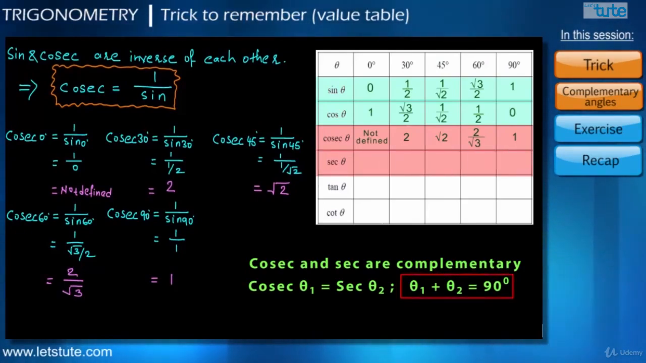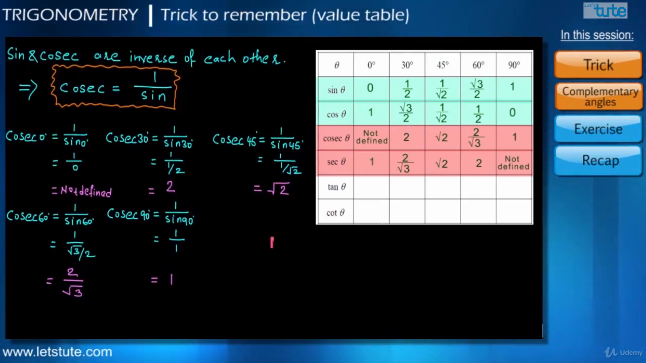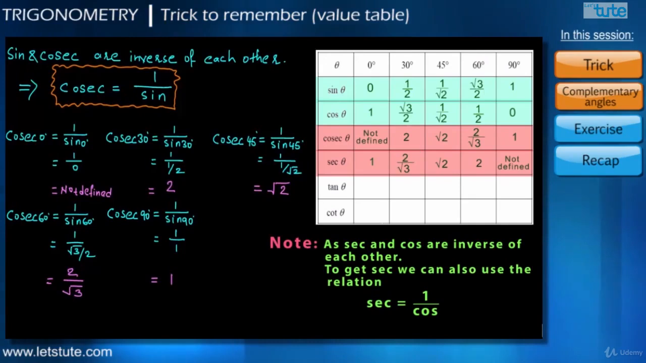And therefore the value of cosec 0 is same as sec 90, cosec 30 and sec 60 are same, cosec 45 and sec 45 are same, and similarly the value of cosec 60 and sec 30 is same, cosec 90 and sec 0 are same. So far we have found out the values for sine, cos, cosec and sec.